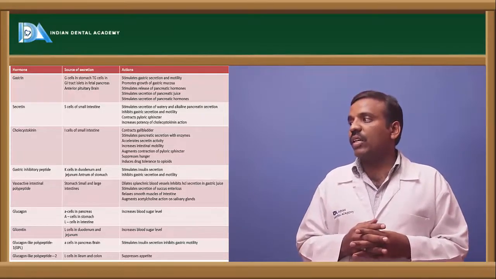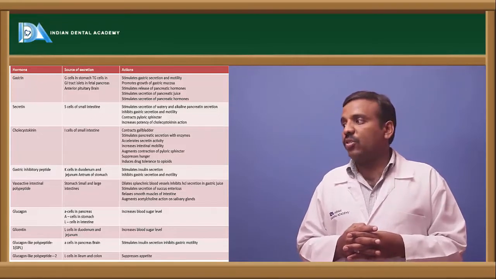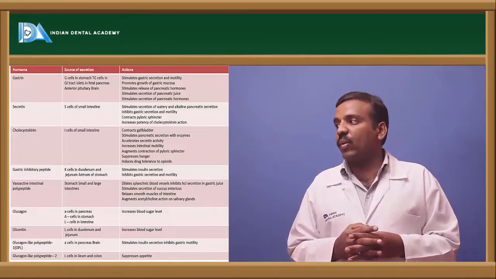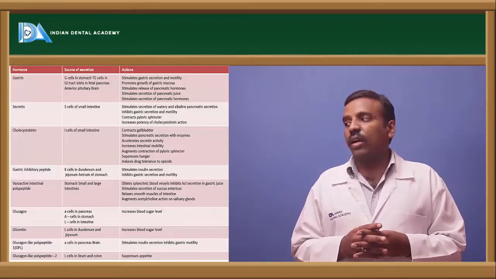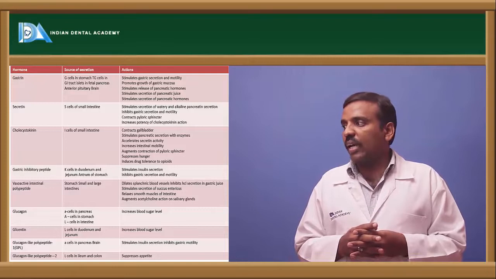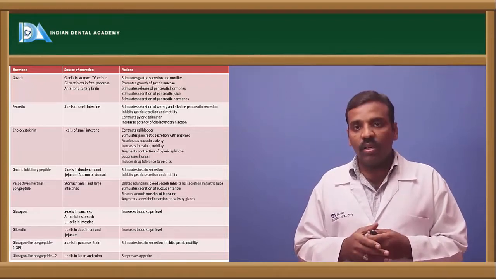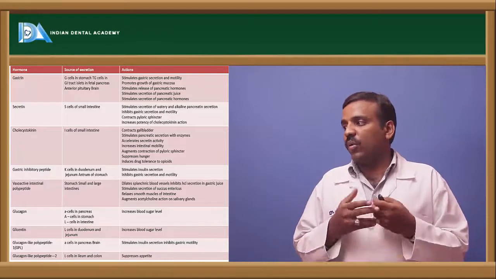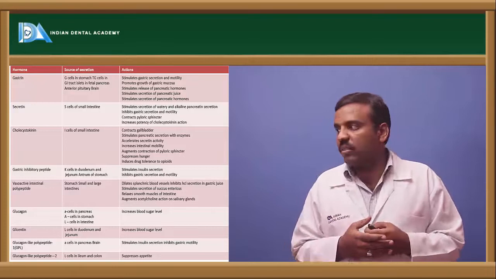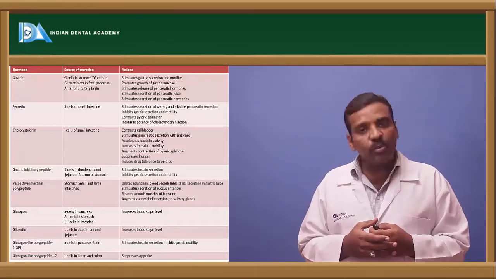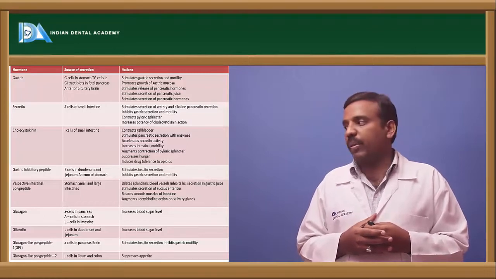And next, gastric inhibitory peptide, which inhibits gastric juice secretion. And next one is vasoactive intestinal polypeptide, which is involved in the process of digestion in the small intestine. And next is glucagon, which increases the blood glucose levels. And next one is lecithin. It increases the blood sugar levels. And next one is glucagon-like polypeptide. It is GLP-1, glucagon-like polypeptide.